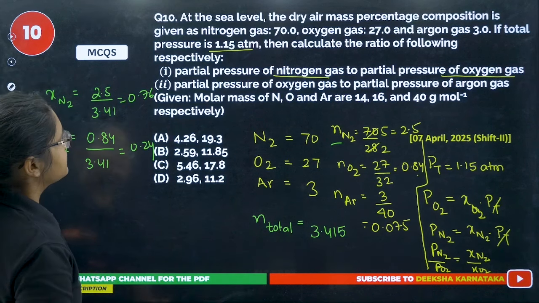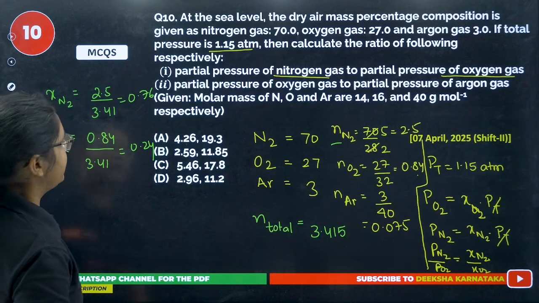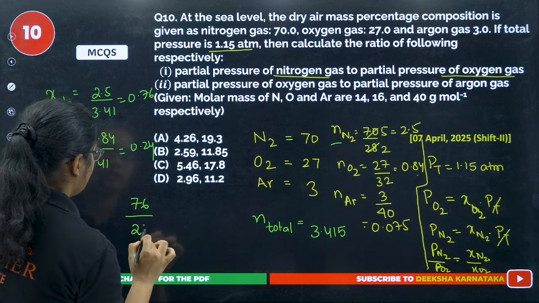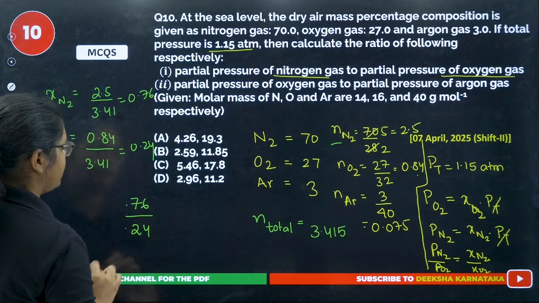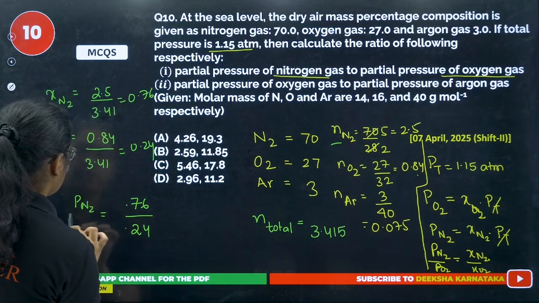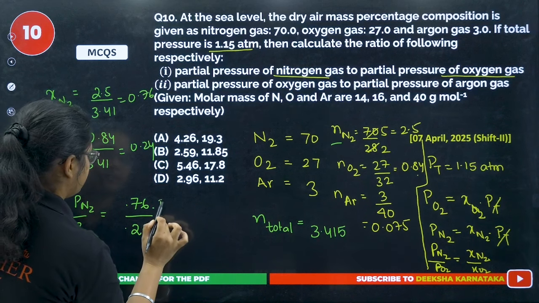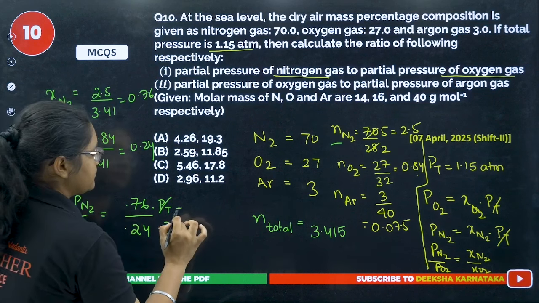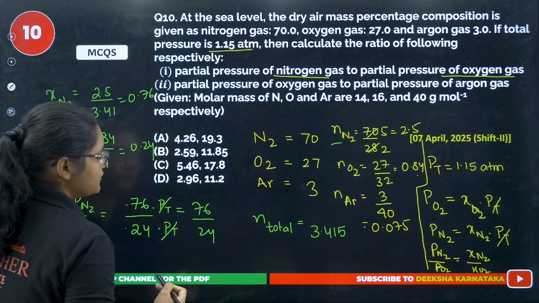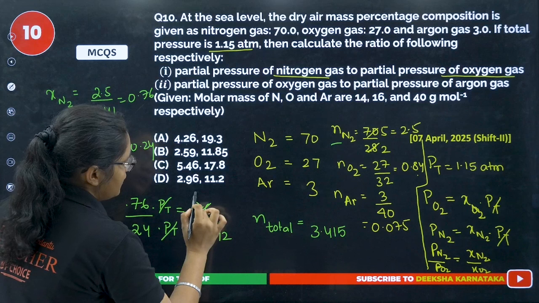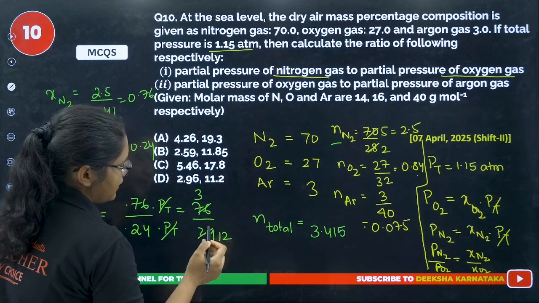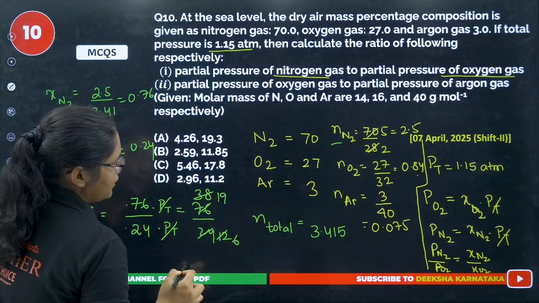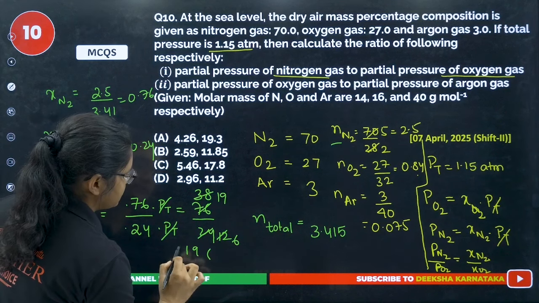Okay, so now can I just calculate this? That is the partial pressure of N2 by O2, right? So 0.76 by 0.24, that is partial pressure of N2 by partial pressure of oxygen. Here I have P total and P total, that will get cancelled. So it will become 76 by 24. So I can have 2 12s are 2 3s are 6, 18. Then 2 6s are 12, 19, and 19 divided by 6.